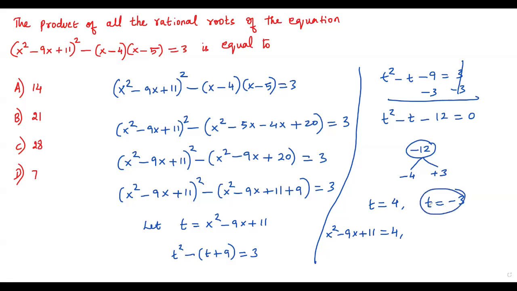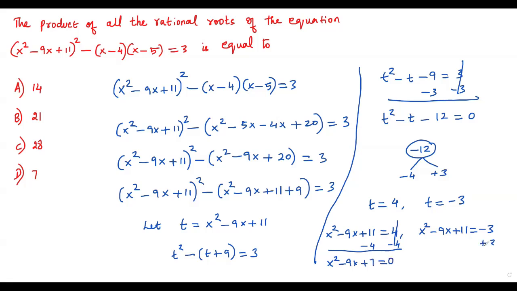In this one also, we can plug in the original stuff for t over here. Then I'm getting x² − 9x + 11 = −3. Now let me subtract 4 from both sides to get a quadratic equation in standard form. So positive 4, negative 4 will cancel. Then I'm getting x² − 9x. When I combine positive 11 and negative 4, I'm getting positive 7 = 0.